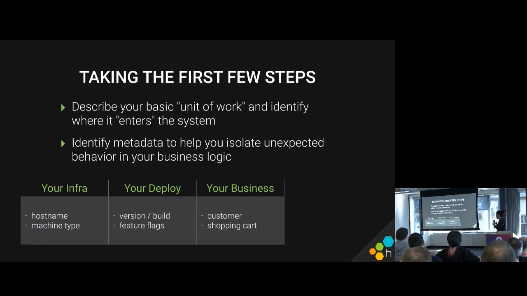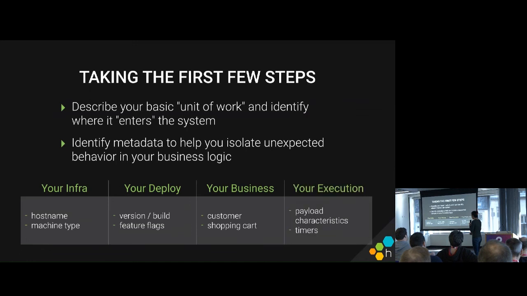What metadata about our business will impact the flow of the logic? Again, maybe it's customer and shopping cart. Maybe it's state of the blog post, something. But these are the sorts of things that often impact the fork in the logic in your code. Which code path will it go down? And finally, capturing things about the execution, like what is actually being executed. Things like what's in the payload? What are the timers? Which black box are you talking to?